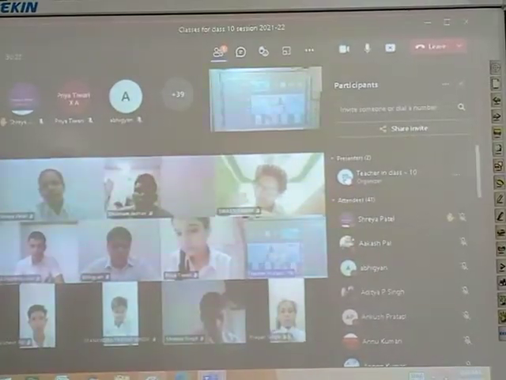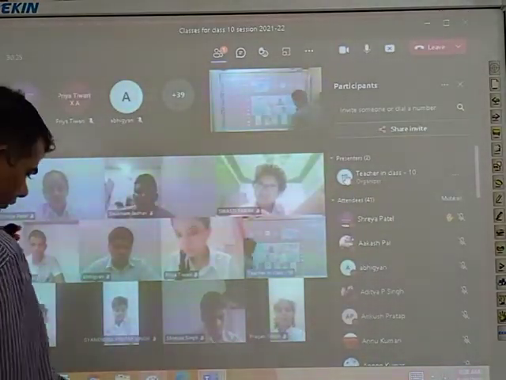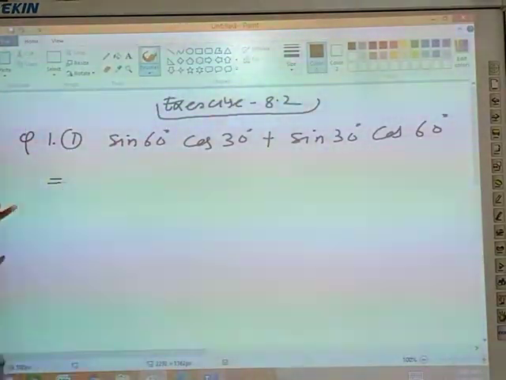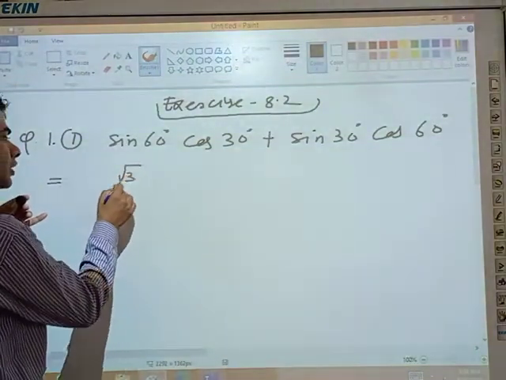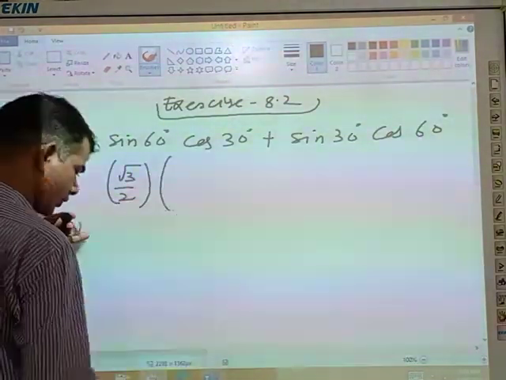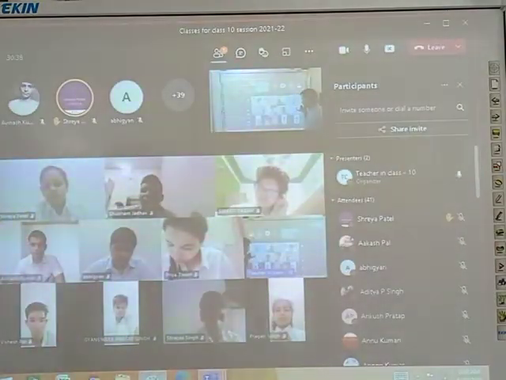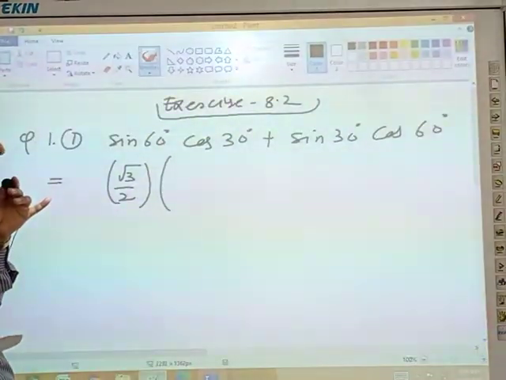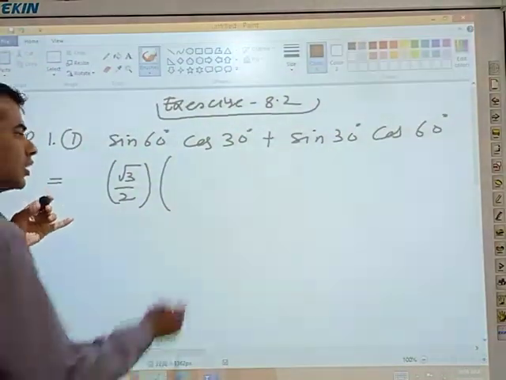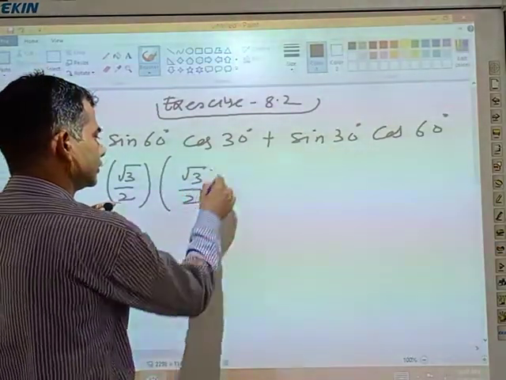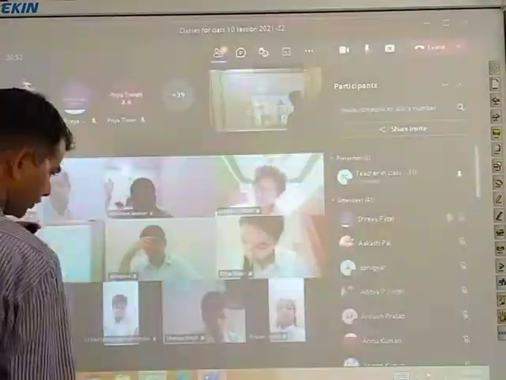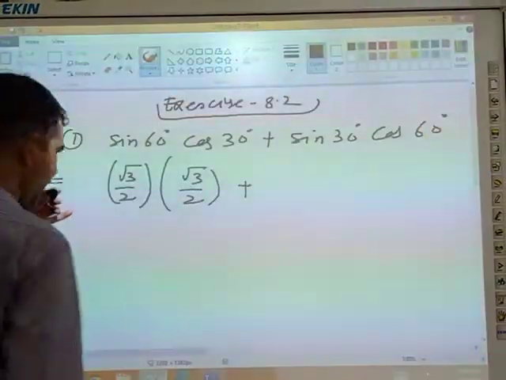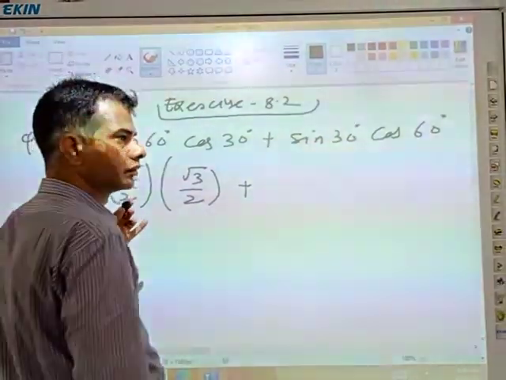Avinash Kumar, am I audible to you? What is the value of sin 60 degree? Sir, root 3 by 2. Root 3 by 2. Very good. Priya Tiwari, what is the value of cos 30 degree? Root 3 by 2. Very good. Next. Subham Jadhav, what is the value of sin 30? 1 upon 2.